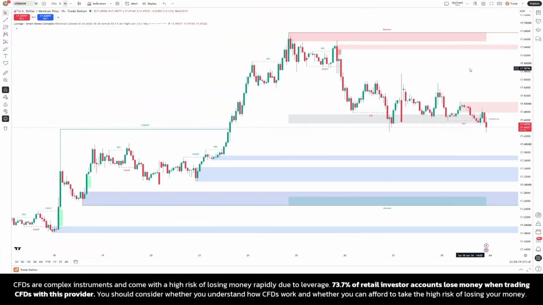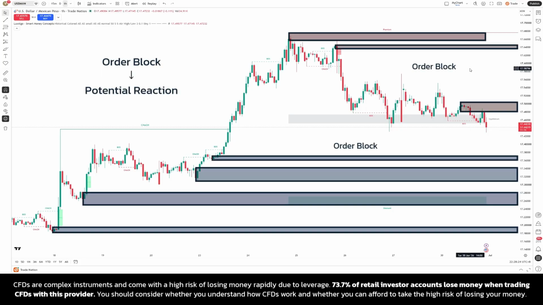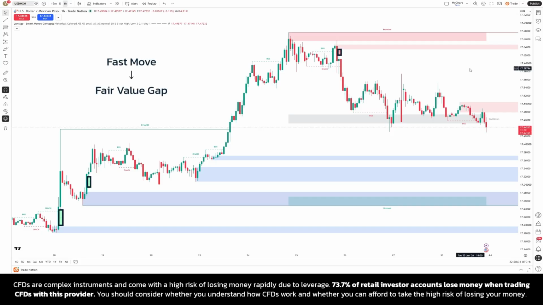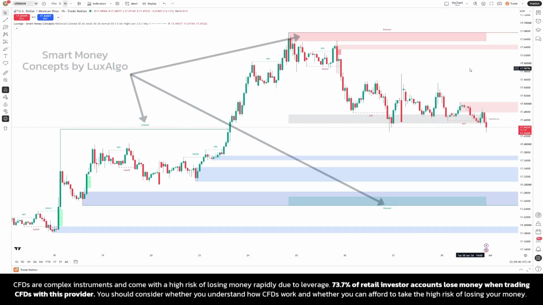Order blocks and fair value gaps then help identify areas where price may return. An order block is often treated as the final opposing candle or zone before a strong move and structural break. A fair value gap shows an imbalance where price moved quickly and left an inefficient area behind. These areas can become useful reference points, but they should be read with context rather than treated as automatic entry levels. In TradingView, these concepts can be marked manually with drawing tools or followed with indicators that identify structure, liquidity, order blocks, and fair value gaps automatically.